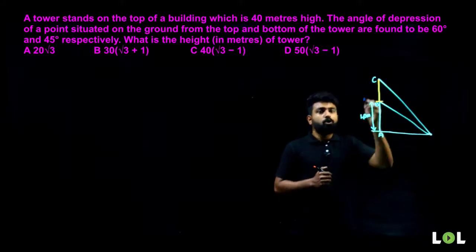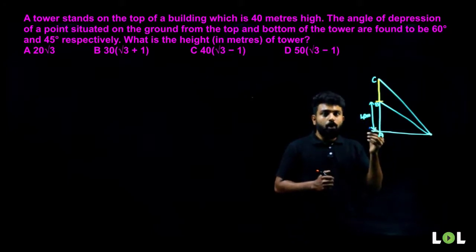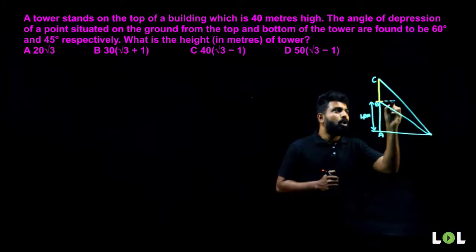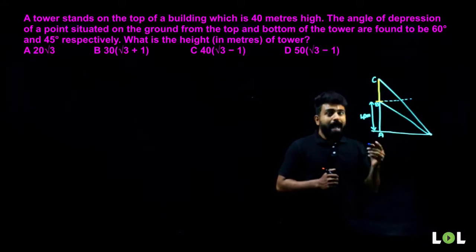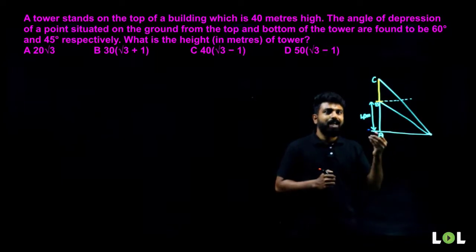So now, how do we consider the angle of depression here? We all know we need to have what? We need to have a horizontal. So the angle made between the horizontal and the line of sight is called the angle of depression.